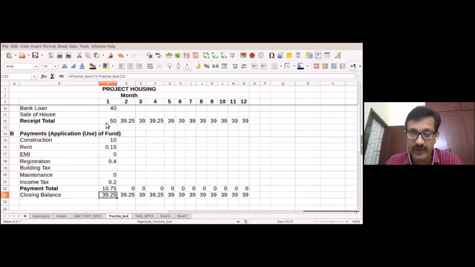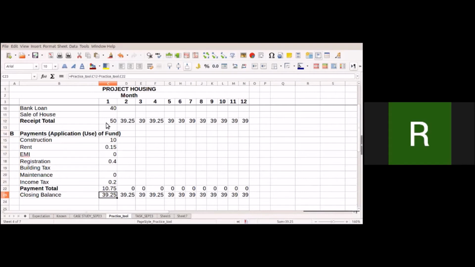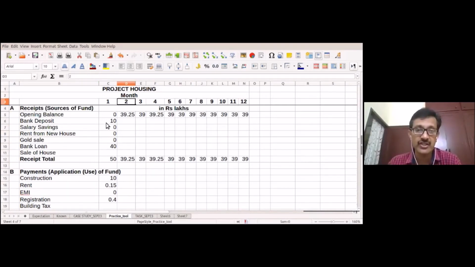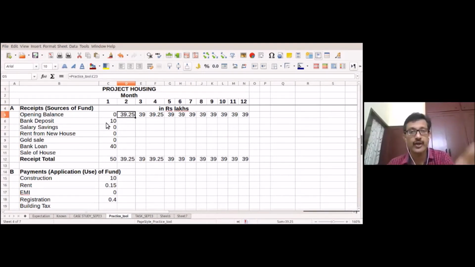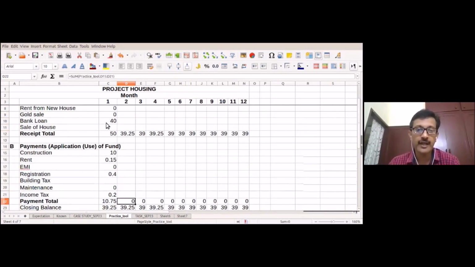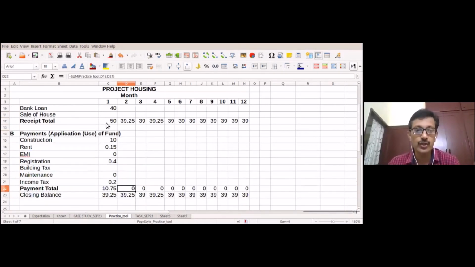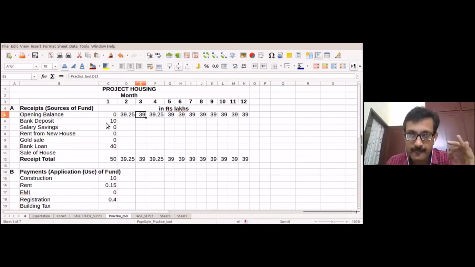Is that clear to everyone? Yes, sir. So naturally, February 1st starts with opening balance 39.25, right? Yes, sir. I have just simply copied that value here, and there will be a total of all this here. Again, deployment will come, and the total will come here, payment total. So the balance will again change. This way, it is going to happen. Is this clear, friends? Yes, sir.